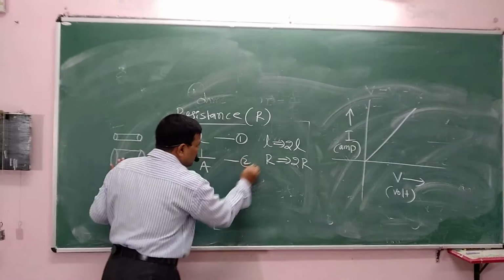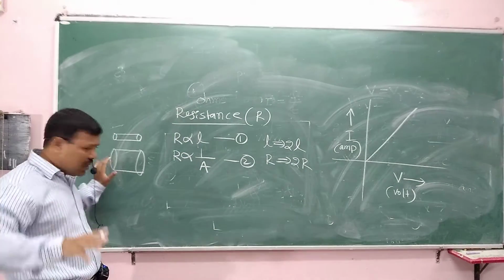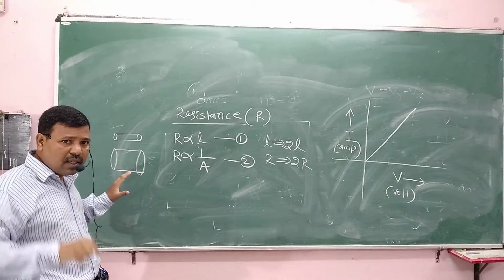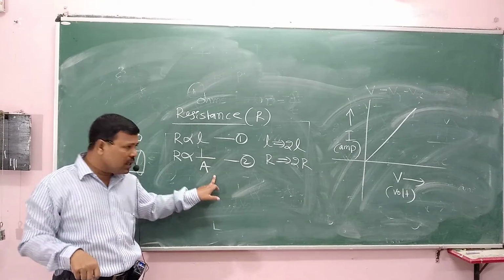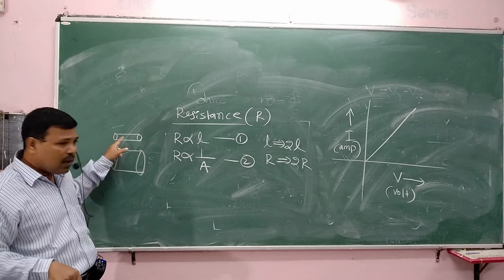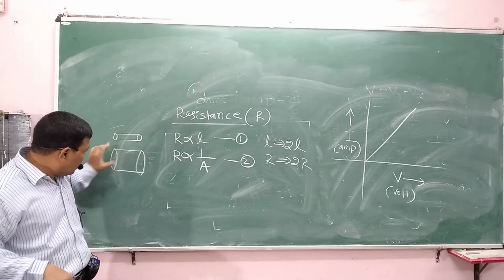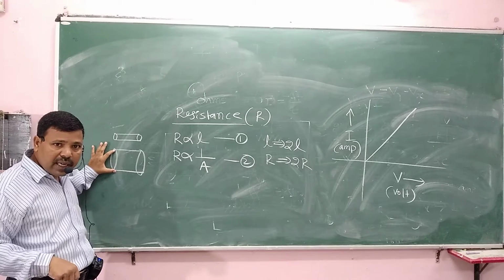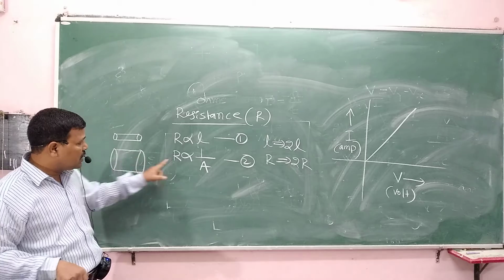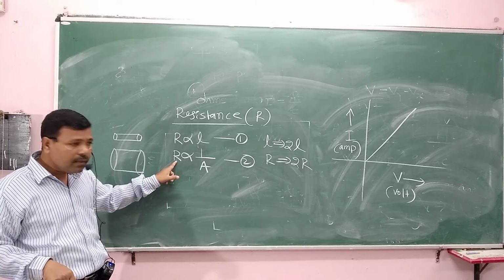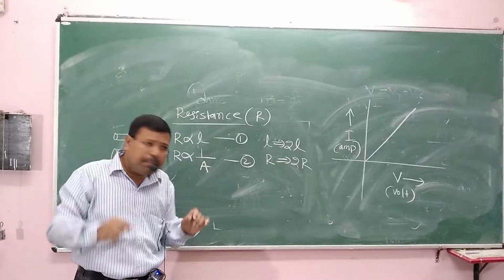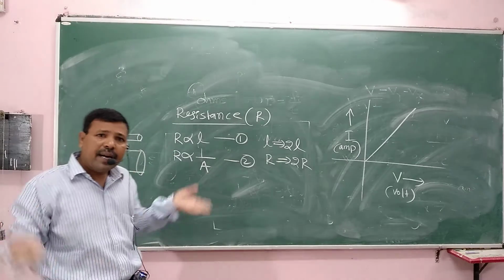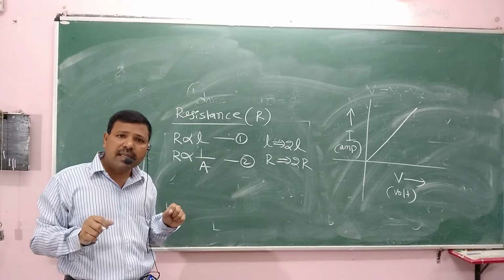So, the conclusion is resistance of a conductor is inversely proportional to cross-sectional area. Smaller the cross-sectional area, larger the resistance. Larger the cross-sectional area, smaller the resistance. This resistance depends on temperature of this material and also nature of the conductor.